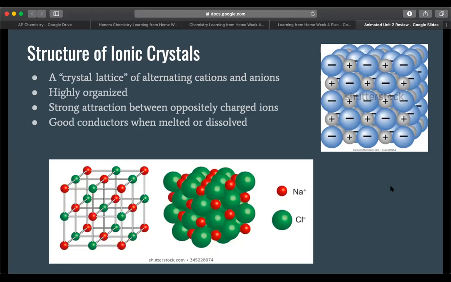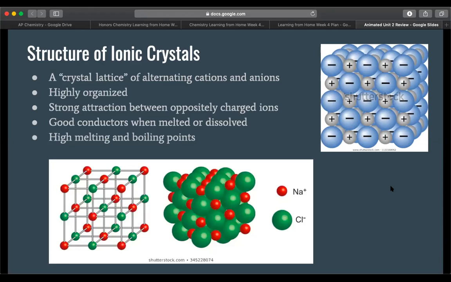These guys conduct electricity, but only in 2 different instances. They will conduct electricity when they are dissolved in water. Salts and water conduct electricity. But they will also conduct electricity when they are melted, when they are liquid, not when they are solids. We don't really think of ionic things as being gases. But when they are melted or molten, they will conduct electricity, which is a little weird.